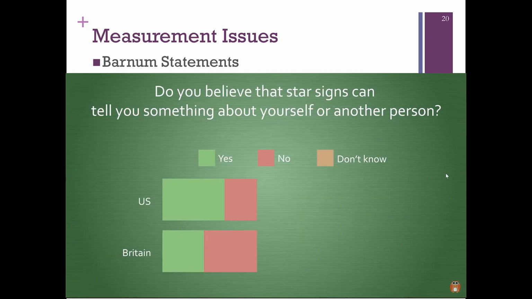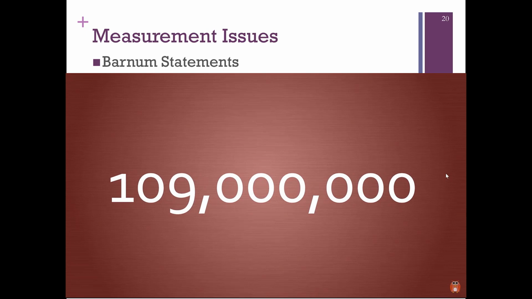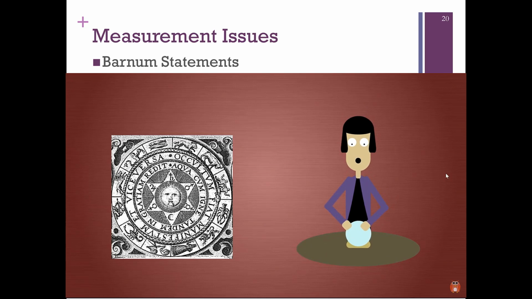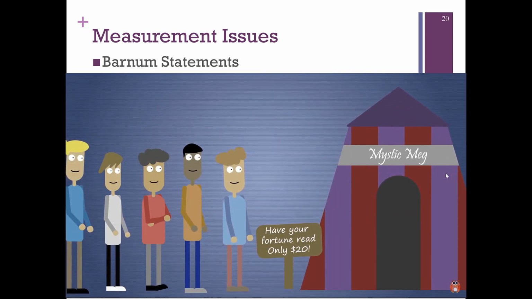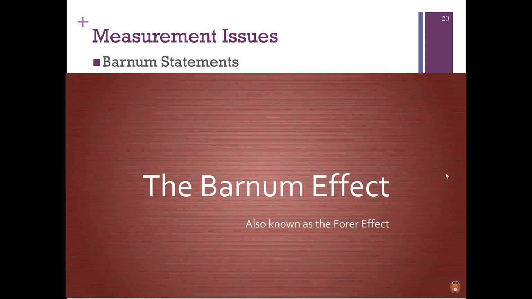30% of Americans and 20% of Britons also believe that star signs can tell you something about yourself. That's 109 million people. Whether astrology or horoscopes, fortune tellers or psychic mediums, there is a long history of people claiming to possess paranormal insight, with an even longer line of believers wanting their advice. But why might someone believe in such claims? One explanation is known as the Barnum effect, a psychological phenomenon which we have all likely fallen for at some point.